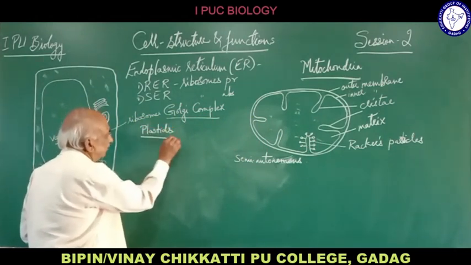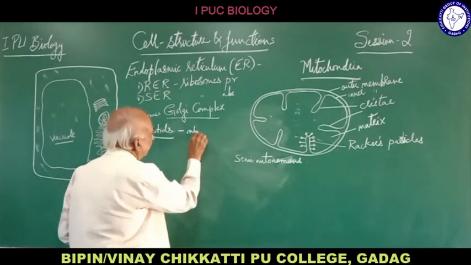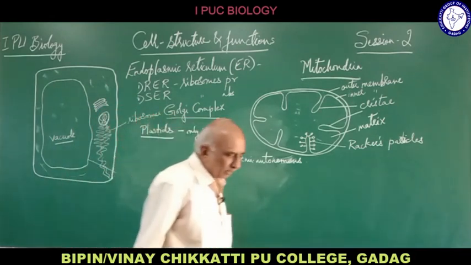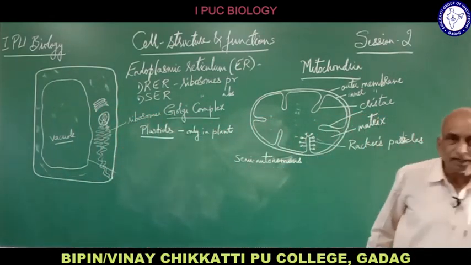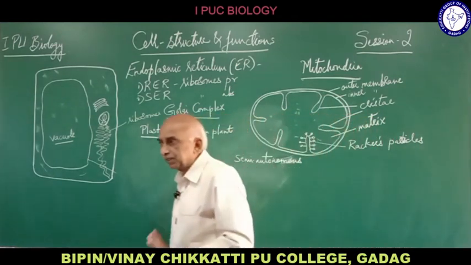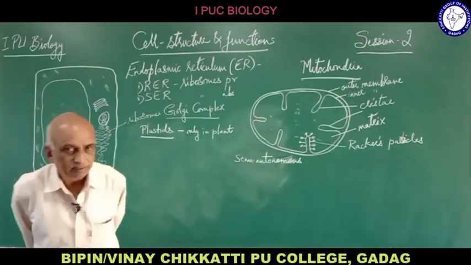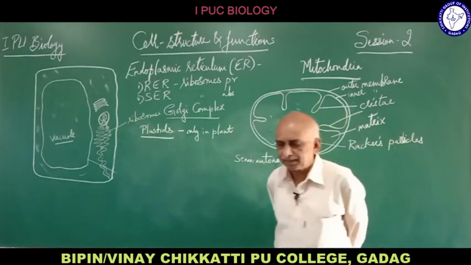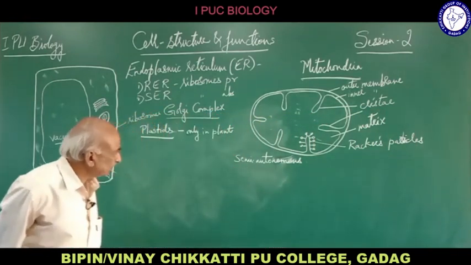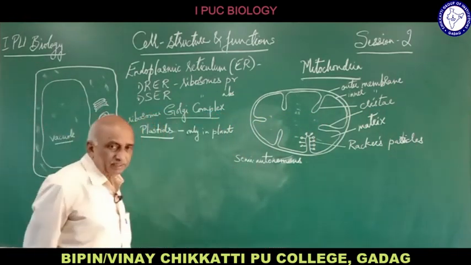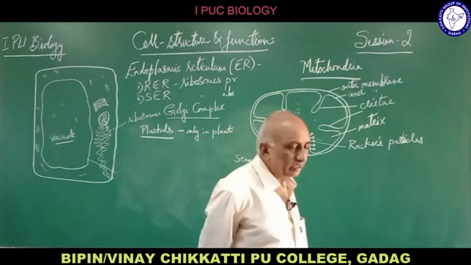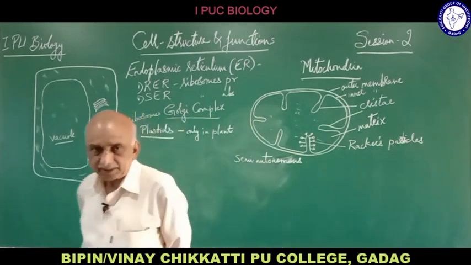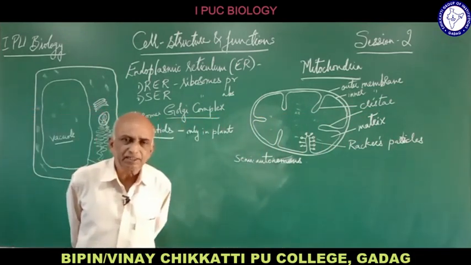plastids are present only in plant cells, not in animal cells. As we mentioned, vacuoles are present only in plant cells, and they are very large. But in animals they are usually absent, and if present, they are very small. Plastids are present only in plant cells, and they contain pigments. They are also made up of membranes, just like mitochondria. They have different shapes.